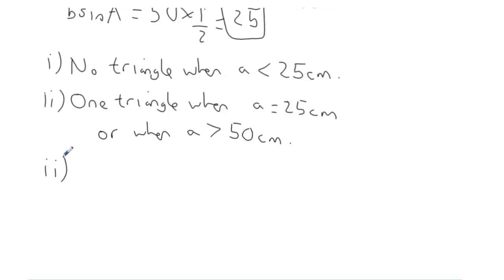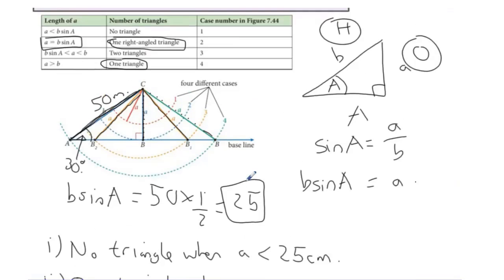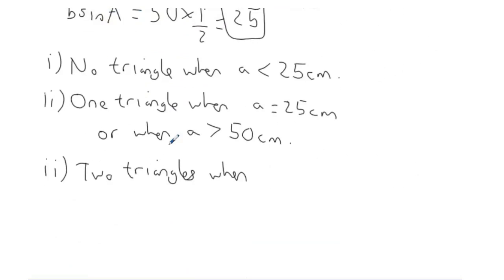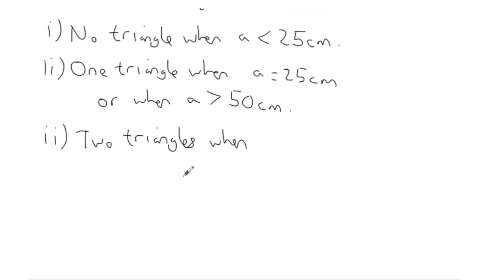Okay, part 3, two triangles. Going back up to our diagram, you get two triangles when the length of side A is bigger than B sine A, so greater than 25, but less than B, so less than 50. Remember, that's these yellow lines. So when A is greater than 25 but less than 50 centimeters.